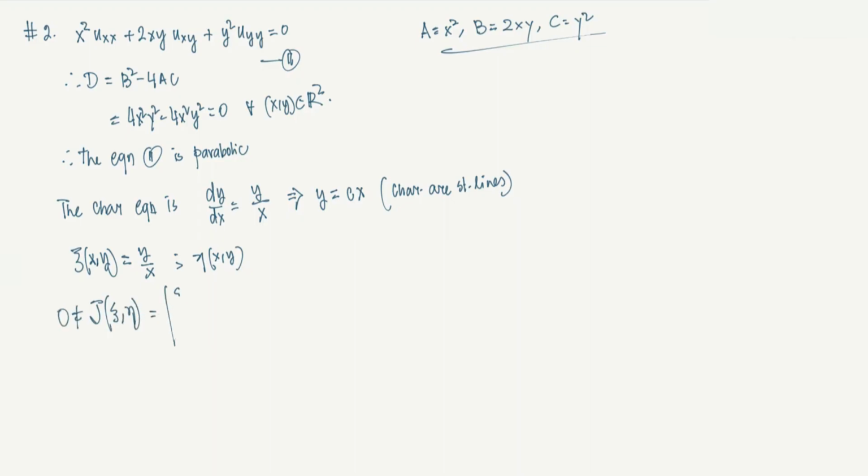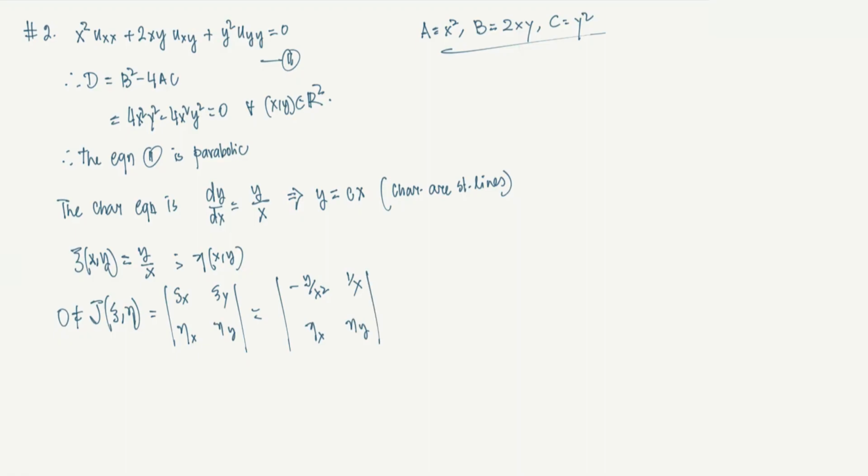And what is it? It is xi x, xi y, eta x, eta y. That's the Jacobian, right? So if you calculate this, what is xi x here? Minus y by x square. What is xi y? It is 1 by x. So you have eta x and eta y. You need eta such that this is non-zero.